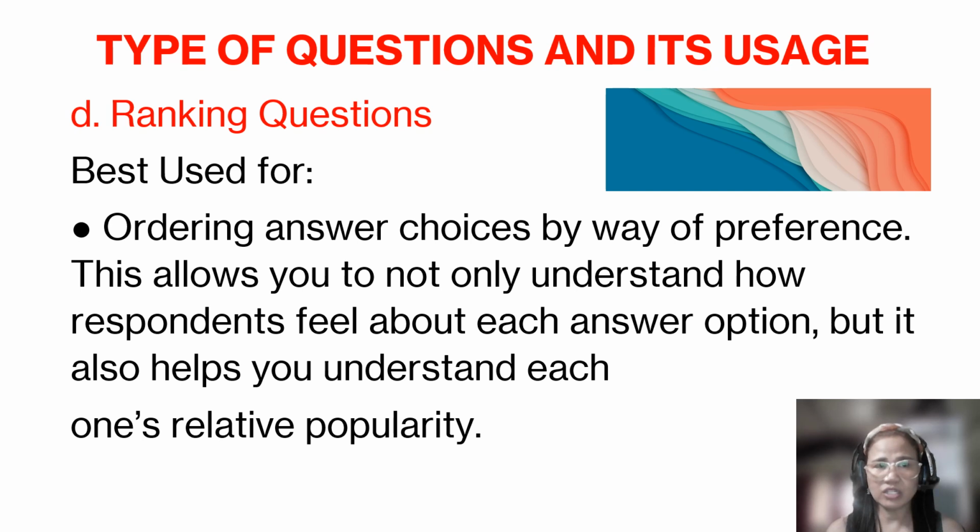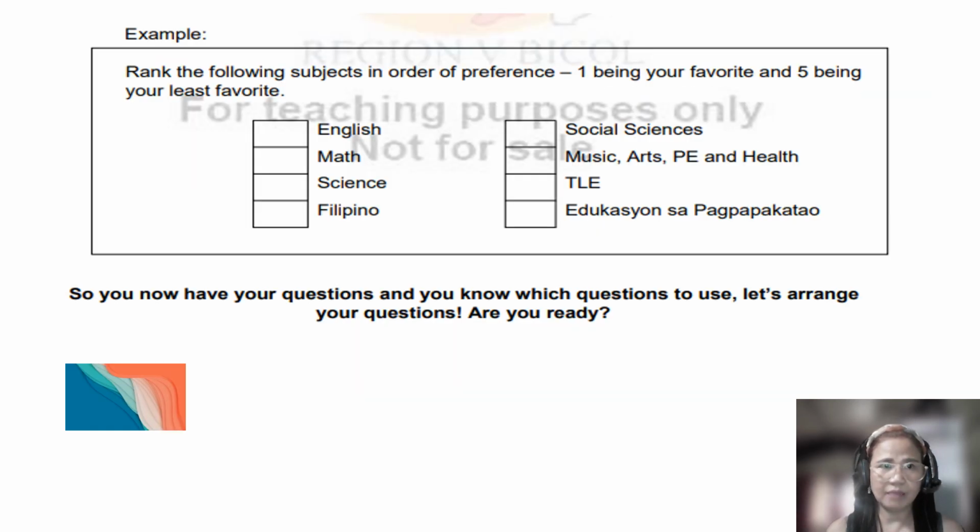Next, ranking questions. When do you use ranking questions? When ordering answer choices by way of preferences. This allows you to not only understand how respondents feel about each answer option, but it also helps you understand each one's relative popularity. So how are you going to conduct this? You can make use of this example. Rank the following subjects in order of preferences, 1 being your favorite and 5 being your least favorite. So, this is how you are to conduct it.